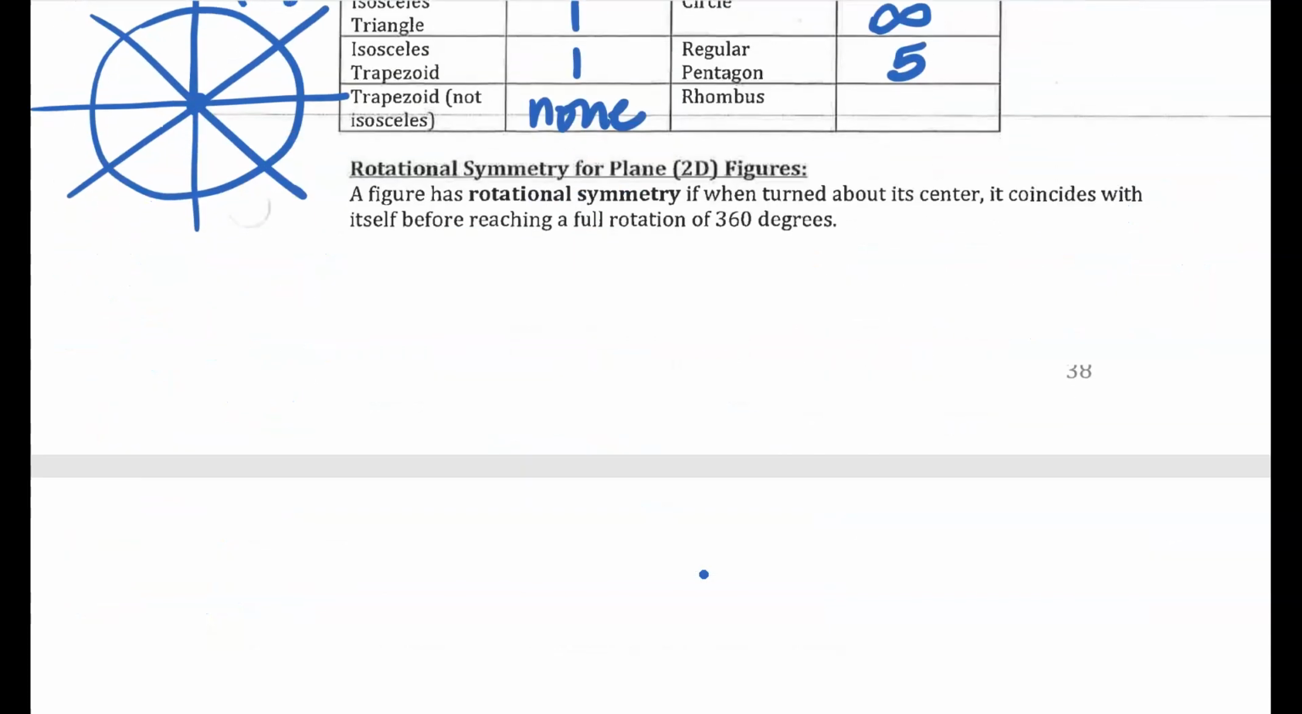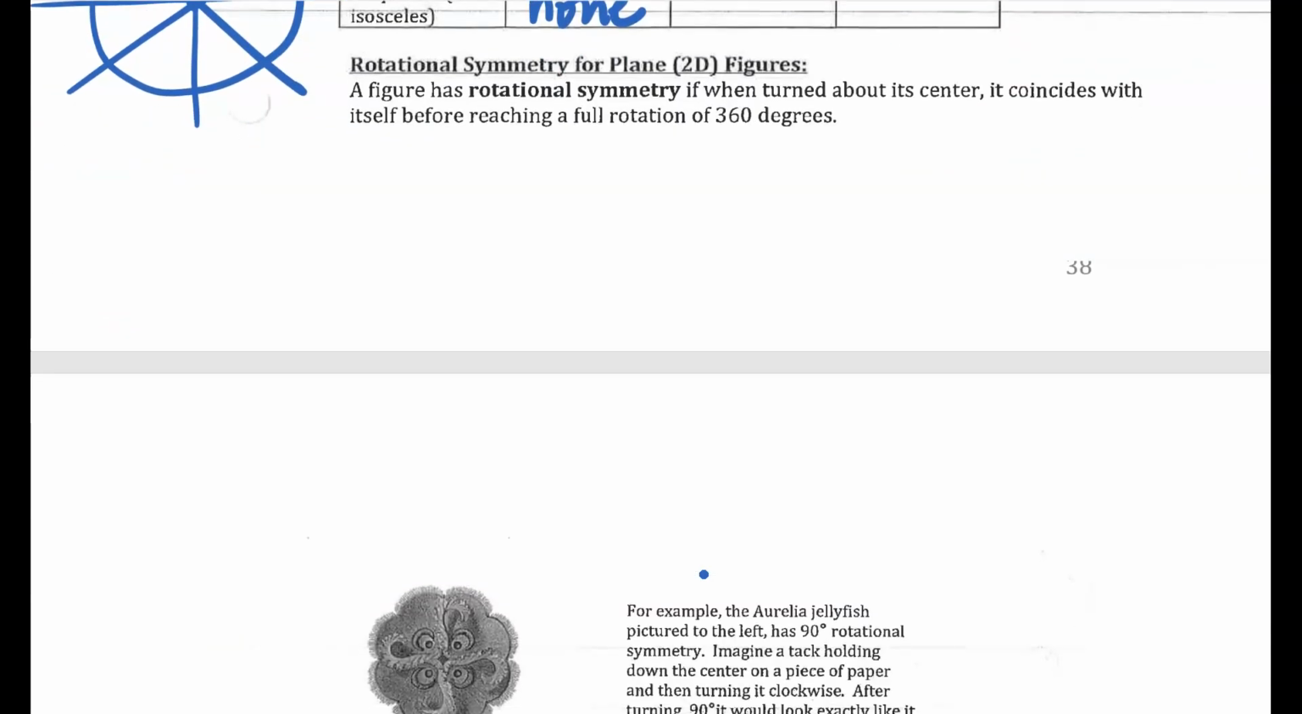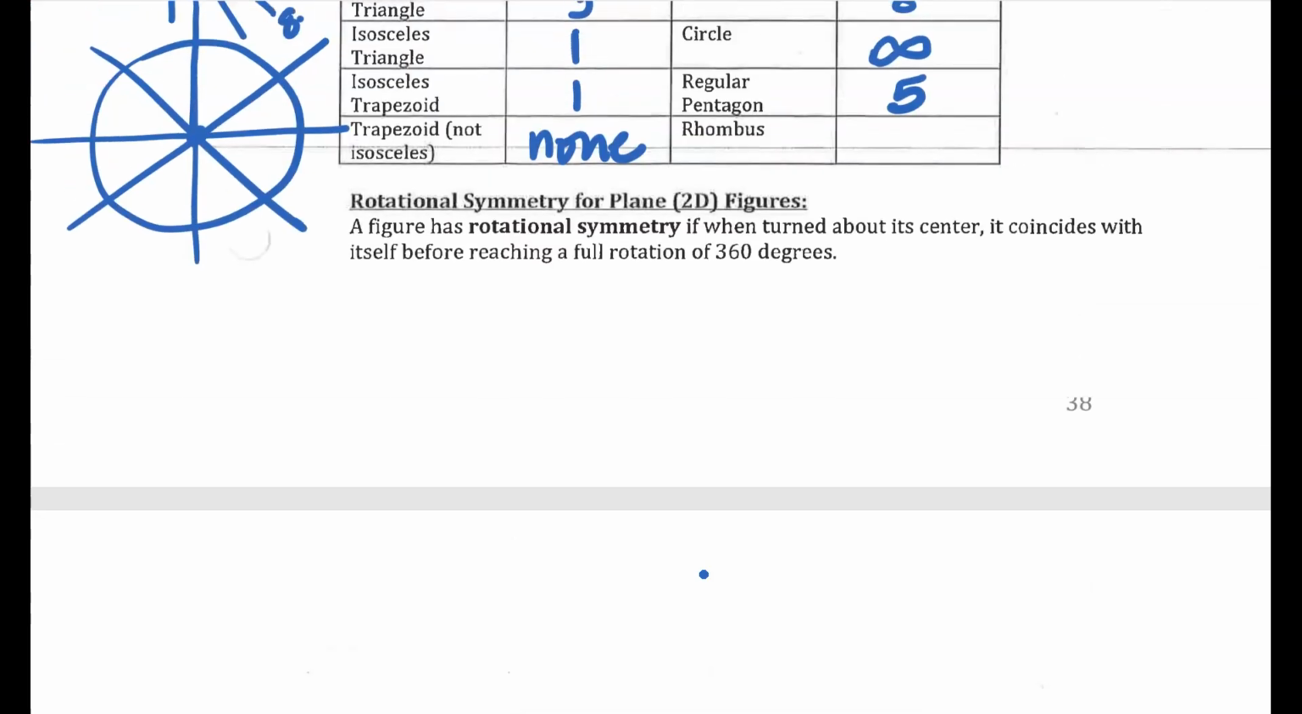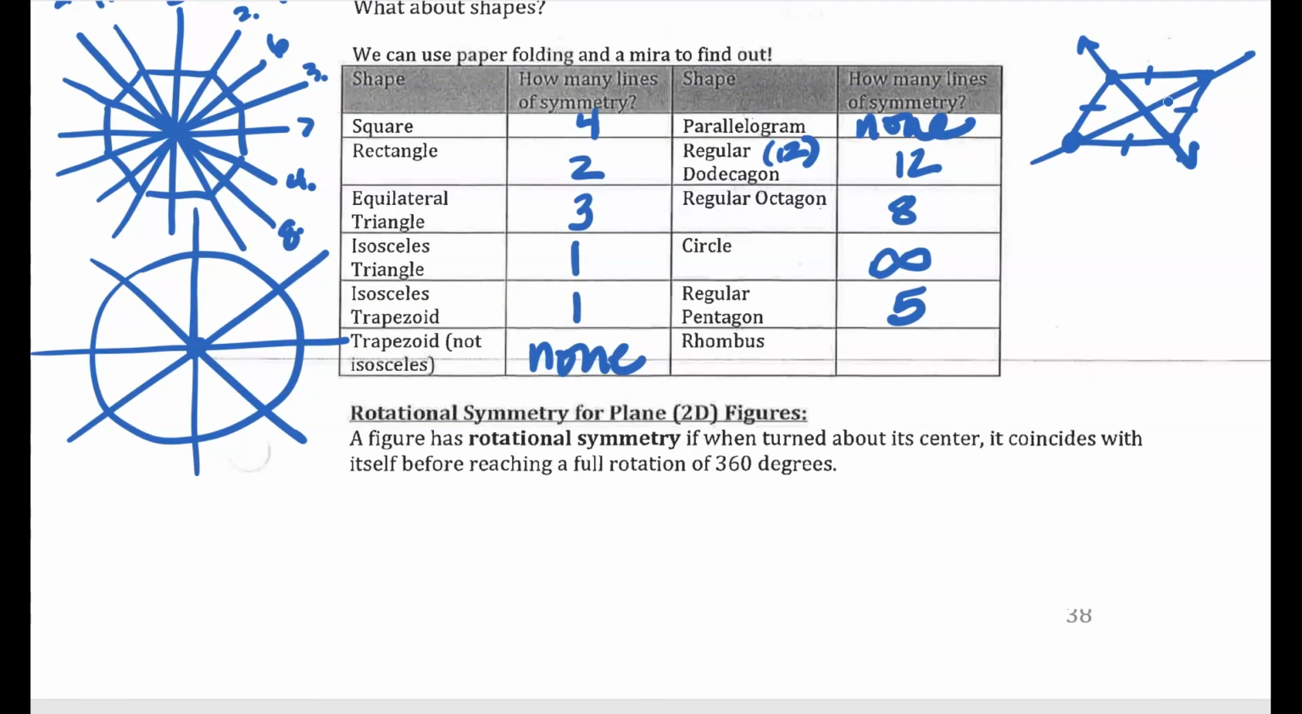Now let's talk about rotational symmetry. If a figure has rotational symmetry, it means that if you turn it around, so imagine taking a shape, any of these shapes here, like this rhombus, and you set it on your sheet of paper and you rotate it around a circle for 360 degrees, and if it ever makes the exact same shape as when it started, then you know it has rotational symmetry. If you have to turn it a full 360 for it to get back to its original shape, then it does not have rotational symmetry.